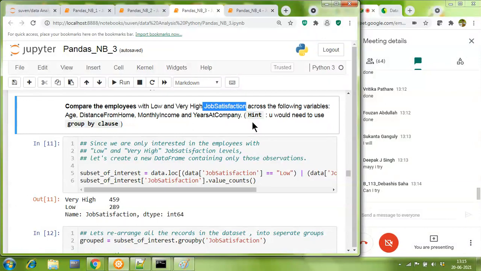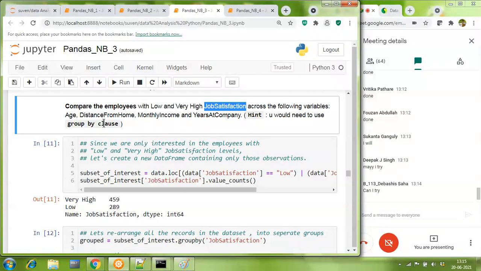Absolutely, very good. That's right, Devashish. So we will be using, friends, the group by clause over job satisfaction. And once we do the grouping, then my open question: we should include age. Devashish, mute yourself. I'm carrying on. Don't worry.